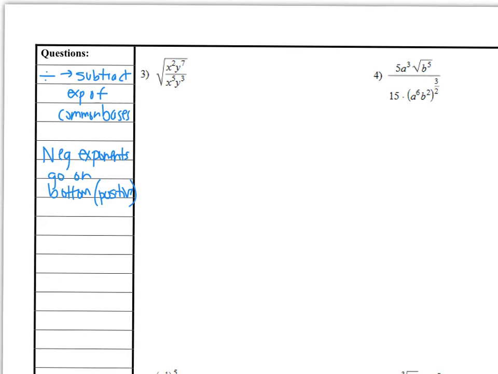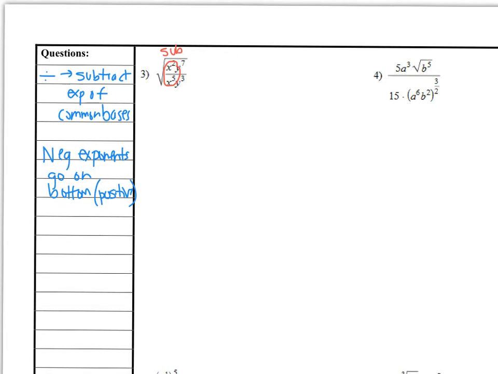Okay, before we start the next couple problems, I just want to go over some quick reminders that when you divide, you always subtract the exponents of common bases, so in this case x and x, y and y, and any negative exponents that you have go on the bottom. If you have any positive exponents, they stay up on the top, okay? So let's go ahead and start with number 3. So we're going to go ahead and subtract 2 minus 5 as our exponent. So we're going to subtract, and we end up with -3, right? Because 2 minus 5 is -3.